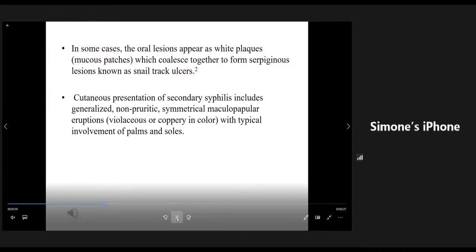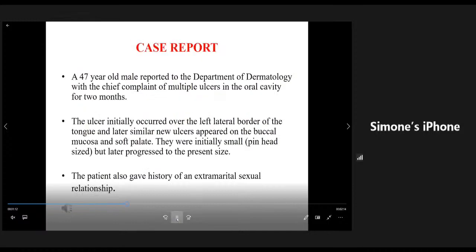In some cases, the oral lesions appear as white plaques or mucous patches, released together to form the characteristic snail track ulcer. Cutaneous presentation of secondary syphilis includes generalized non-pruritic symmetrical papular eruptions, coppery in color, with typical involvement of palm and soles.